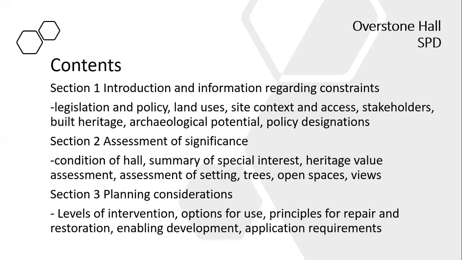Section 3 gives information on how applications could approach the building and its use in the future, taking significance into account. This includes principles and guidance on repair and restoration strategies, how options for use should consider significance, the option of enabling development, and what the submission requirements are likely to be for any application.